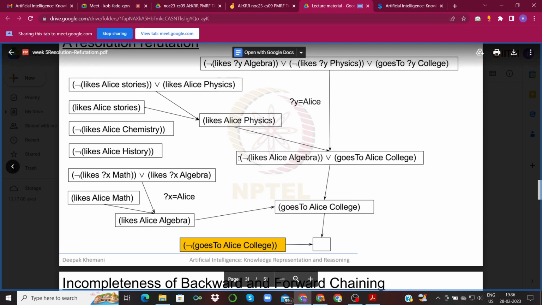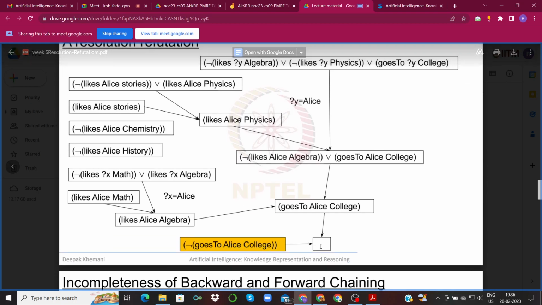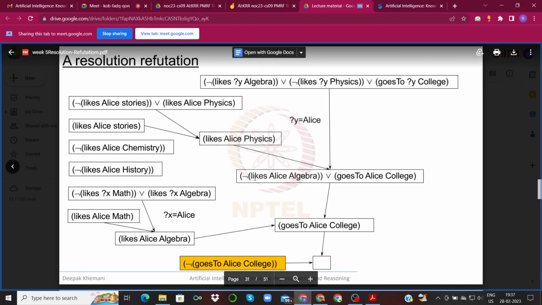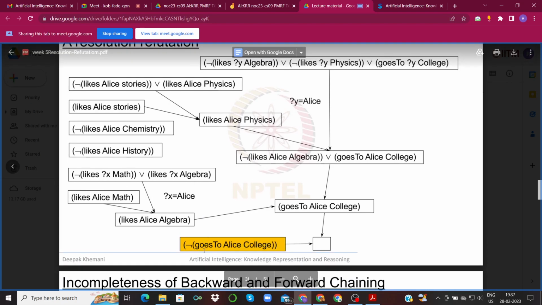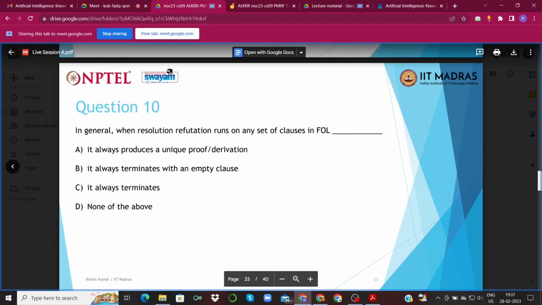Now what if we had a knowledge base that didn't allow us to terminate in this empty knowledge base? In this case this knowledge base had this not goes to Alice college, which was given to us in the knowledge base, and so when we arrived at goes to Alice college, we were able to combine these and arrive at an empty clause. What if this was not given to us? Then we wouldn't be able to terminate, right? That is exactly what this question asks.